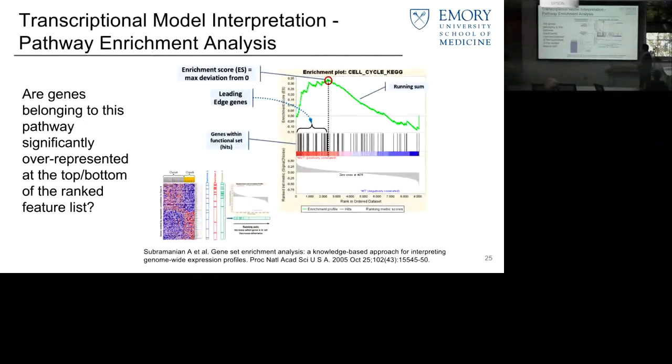This technique, gene set enrichment analysis, which is fairly standard, works like this: the higher the enrichment score, the more likely you are to encounter members of that pathway at the top of the ranked list. A high enrichment score means more members of the pathway are present at the beginning of the list.